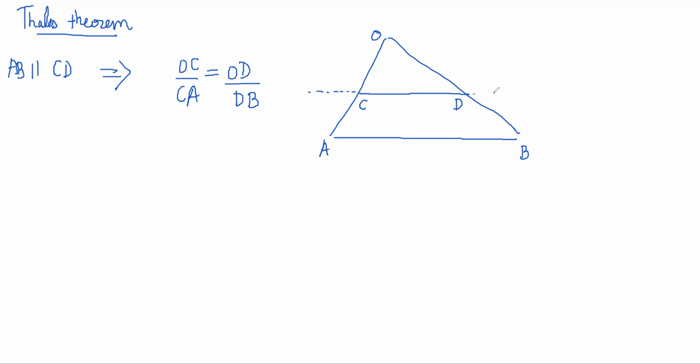The area method I was thinking. So for the area method, why don't we drop a perpendicular from A to this line CD, A1, and from B to CD, this is B1. So A1 is equal to B1, no? Because they lie between parallel lines, because AB is parallel to CD, right? So now triangle C, D and A.